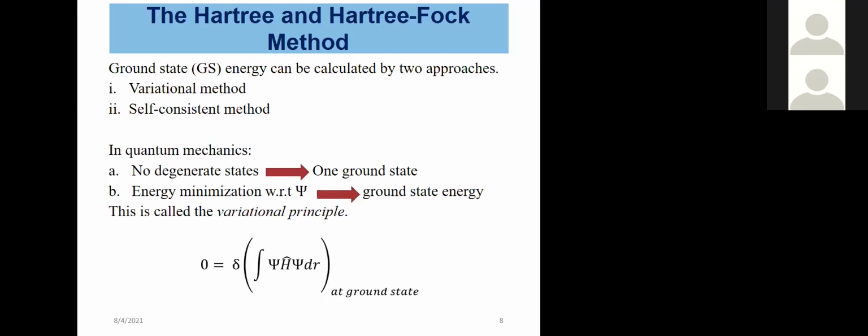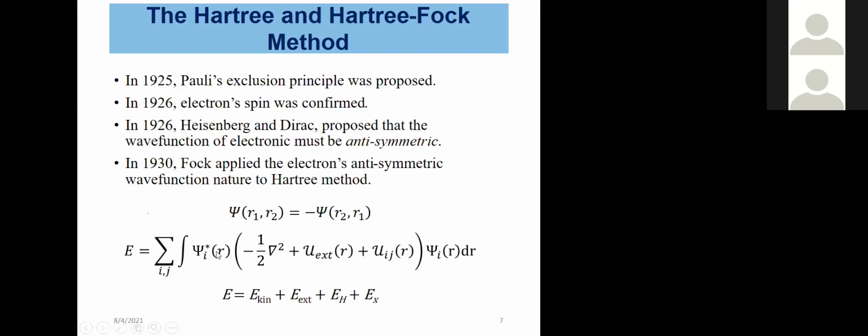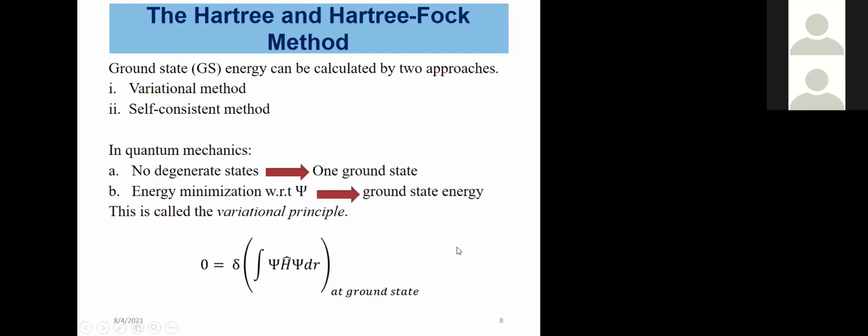And if, in this Hartree-Fock equation, or the Schrodinger equation in general, you solve for the wave function by minimizing with respect to the wave function, we get the ground state energy. And this is the variational principle, where we minimize our Hamiltonian with respect to psi and we get the minimum.